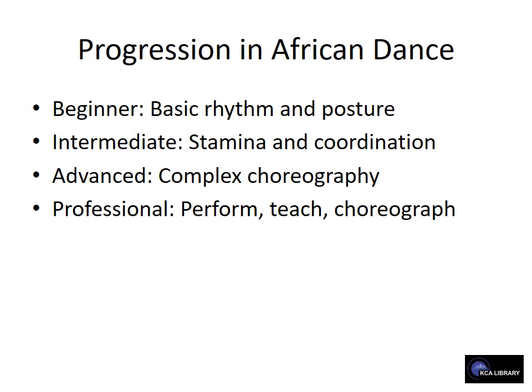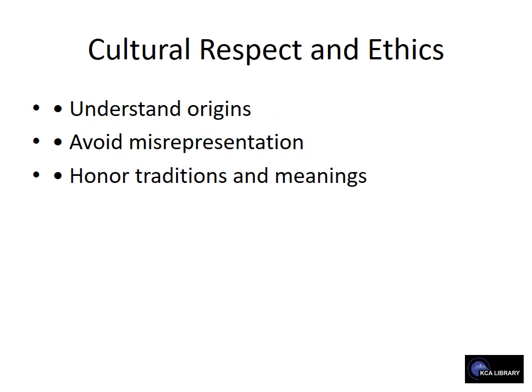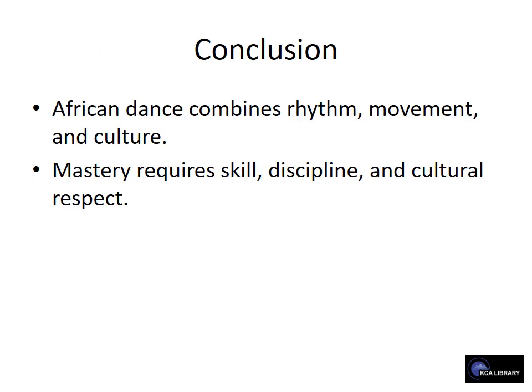Anyway, what's the progression in African dance? Beginner: basic rhythm and posture. Intermediate: stamina and coordination. Advanced: complex choreography. Professional: you choreograph. African dance is performed at festivals, weddings, stage shows, and programs. For cultural respect and ethics, you have to understand origins and meanings, and not misrepresent them. In conclusion, African dance combines rhythm, movement, and culture, and mastery requires skill, discipline, and cultural respect. Thank you. I'll see you in the next module.